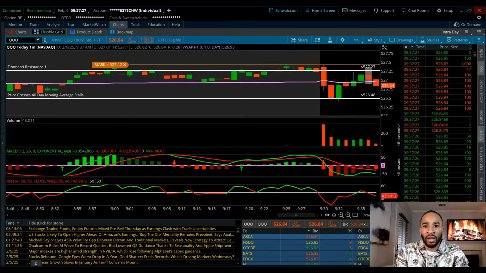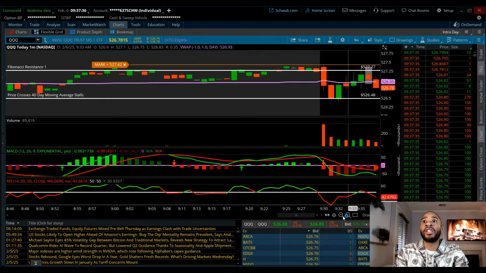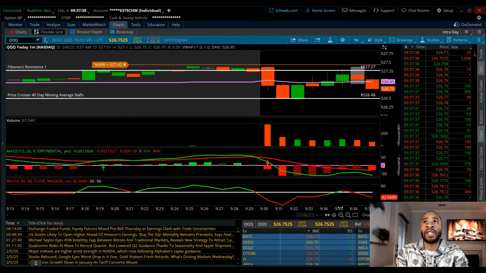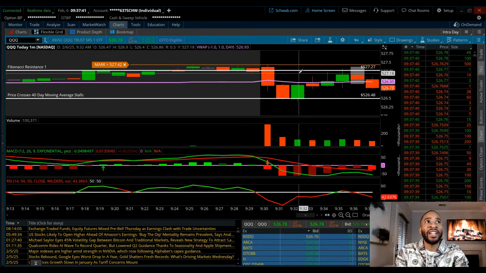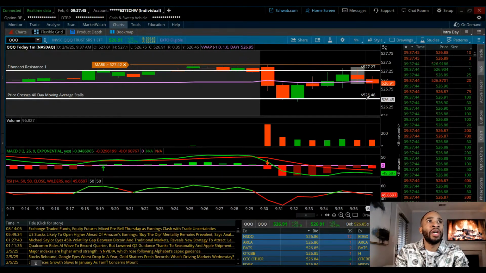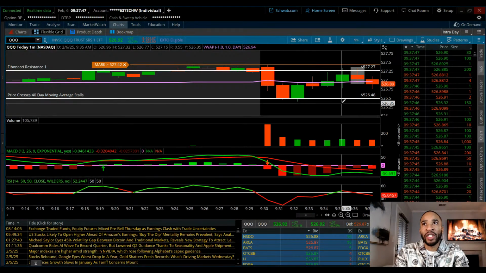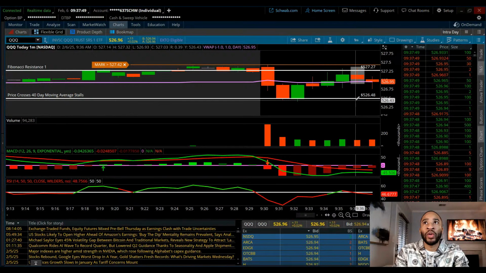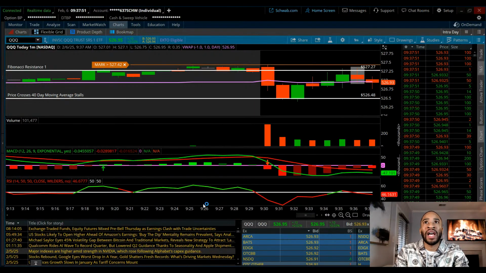Order filled. Come on, let's go. Beautiful. Keep dropping. I'm going to take those profits. Order filled. All right, just secured profits once again for a short towards the downside. We were rejecting this Fibonacci resistance level number 1, and we may approach the 40-day moving average price. That's currently around 526.48. Keep a close eye on that level.